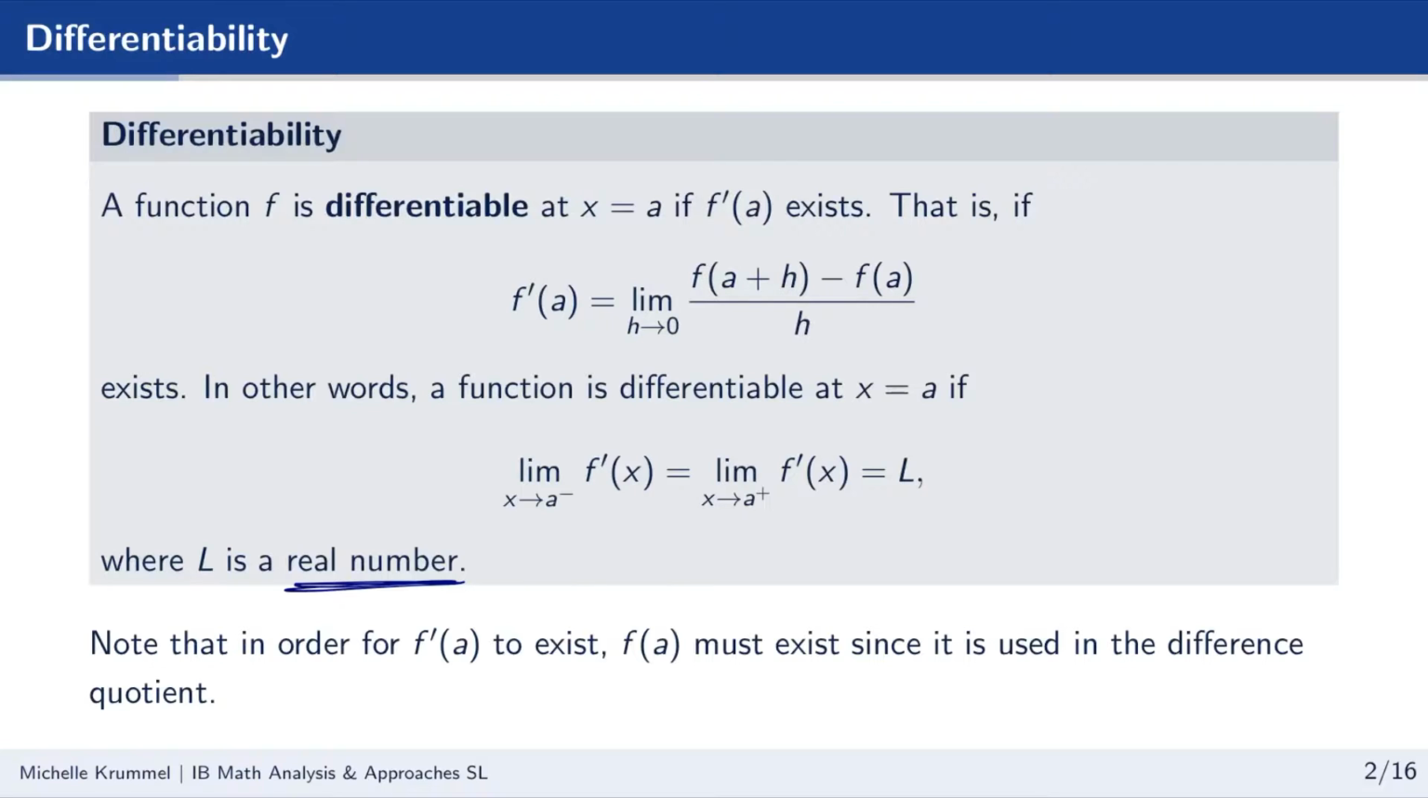So in order for f prime of a to exist, f of a must exist, because we're using f of a in the definition of f prime of a, right? If f of a doesn't exist, then immediately we can conclude that f prime of a does not exist. If f of a doesn't exist, let's just say there's a hole in the graph where x equals a, we can't say that the graph has a slope at that point because there's not even a point there, right? So f of a has to exist in order for f prime of a to exist.